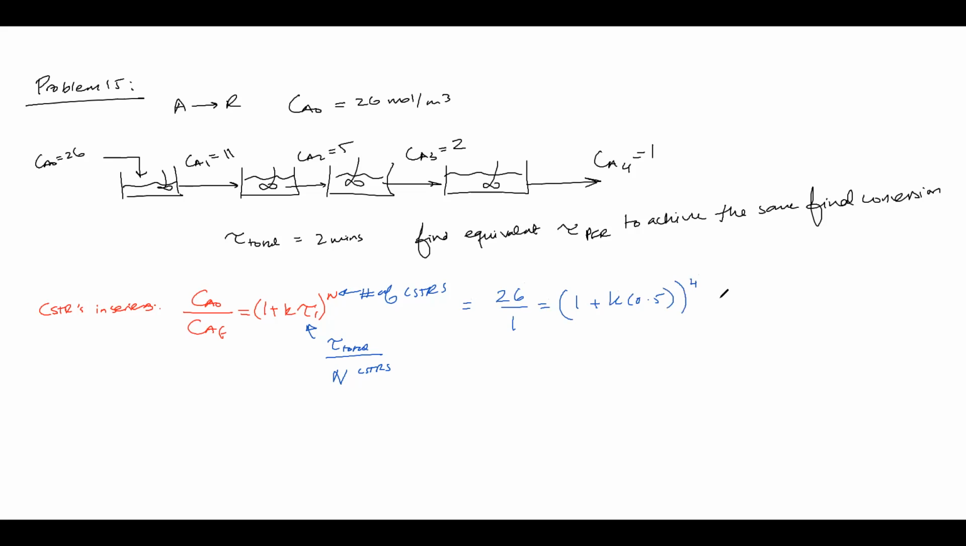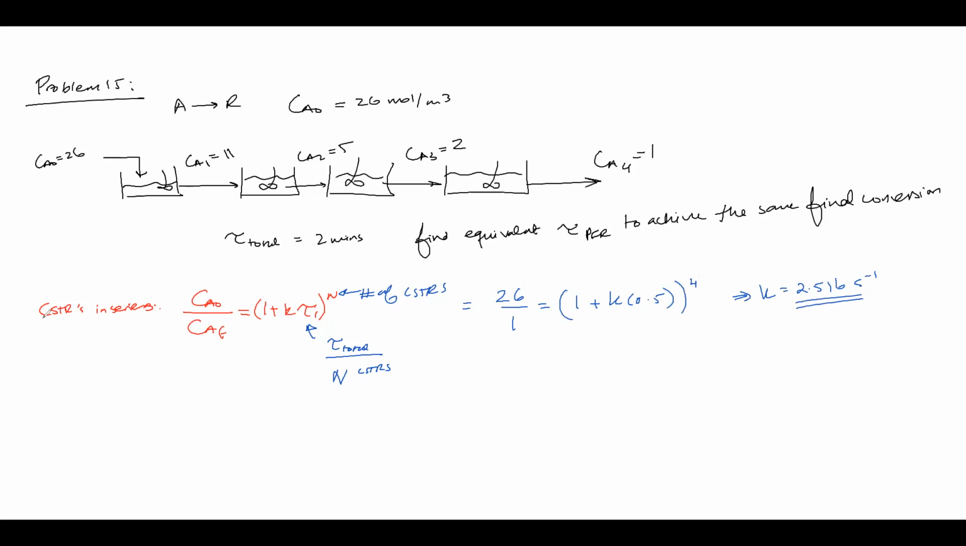In this case, it's 4. And you can basically use this to solve for the value of K. If you do this, you're going to get K equal to 2.516 second^-1, right? And this type of problem has 2 steps.